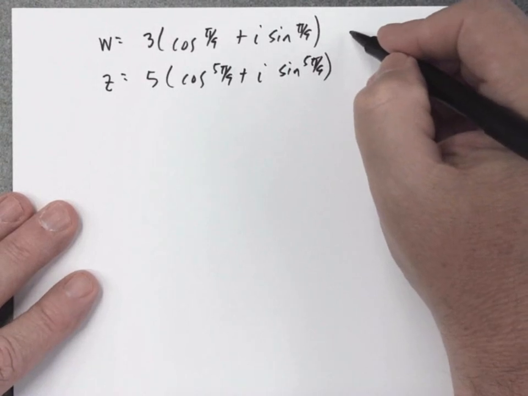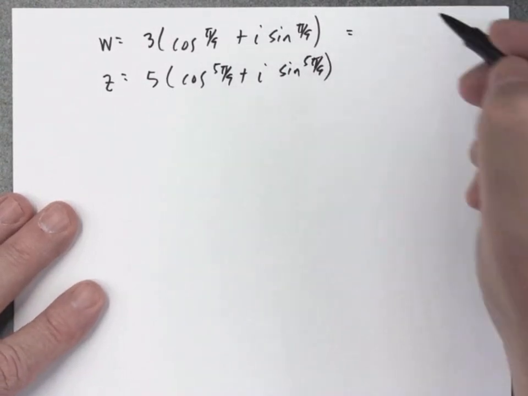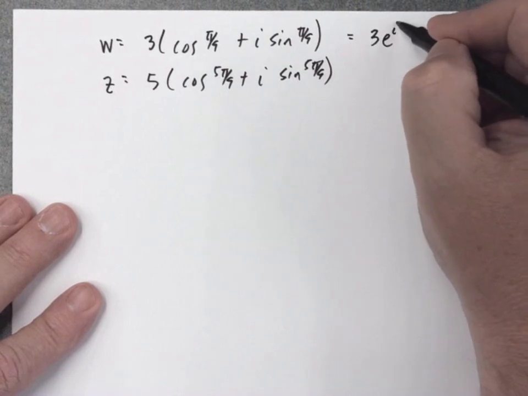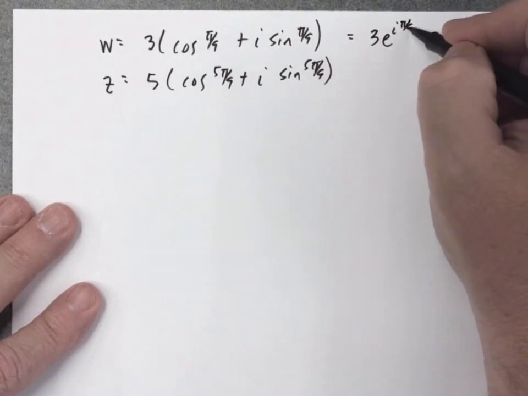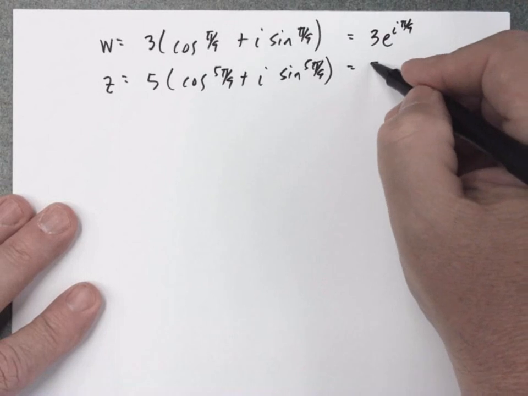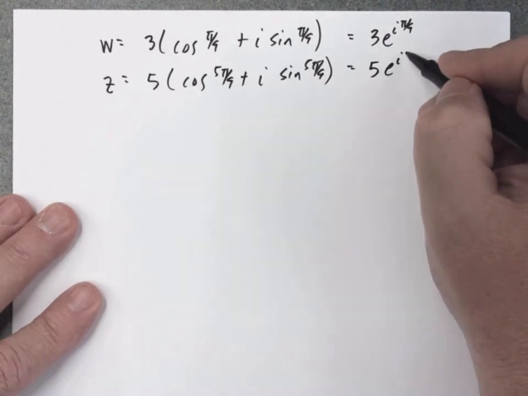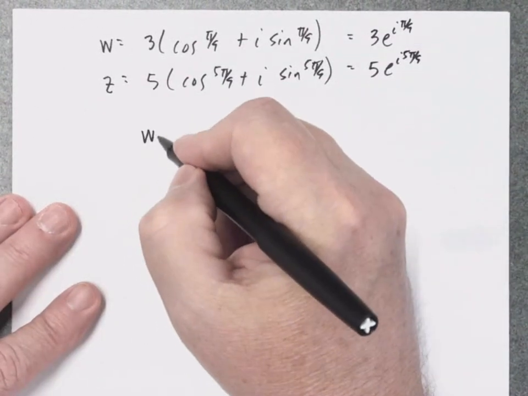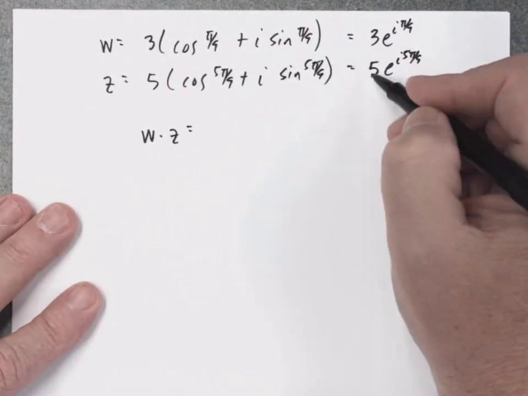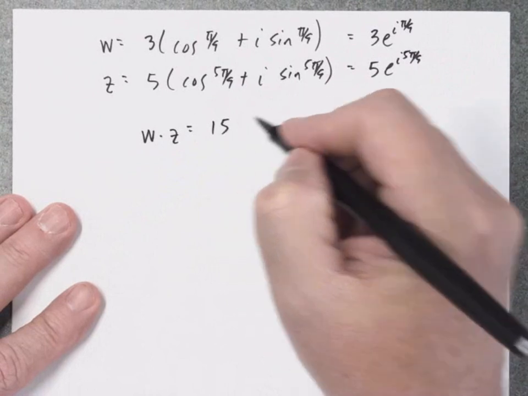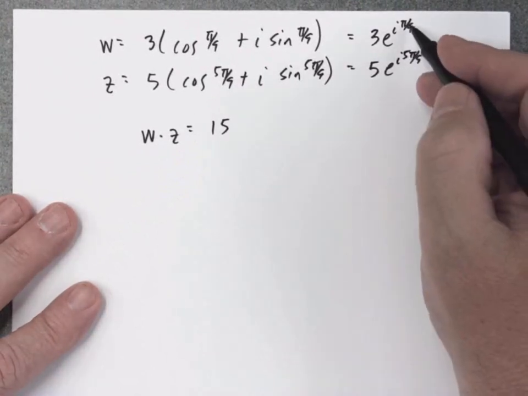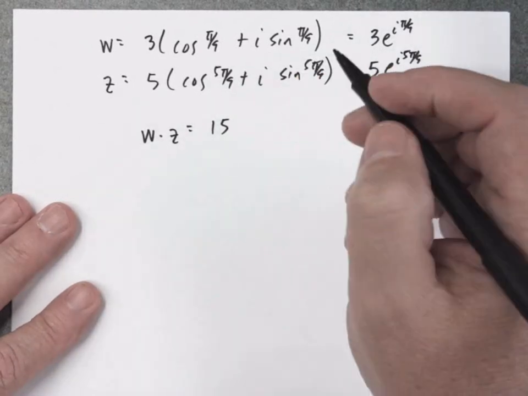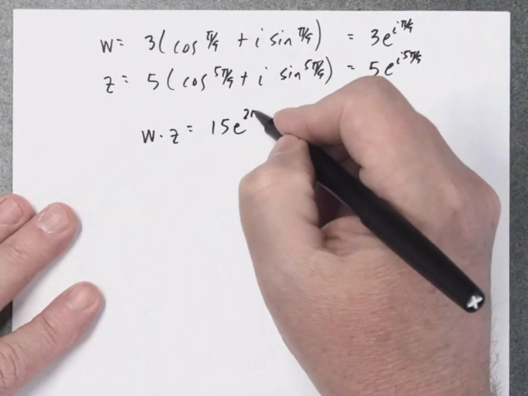Just to make it even easier, let's just rewrite these. I just like to use the exponential form. 3e to the i pi over 9. 5e to the i 5 pi over 9. So if you multiply them, you multiply the two r's, and you add these angles, that's nice, same denominator, pi over 9 plus 6 pi over 9, which is actually 2 pi over 3. Wow.